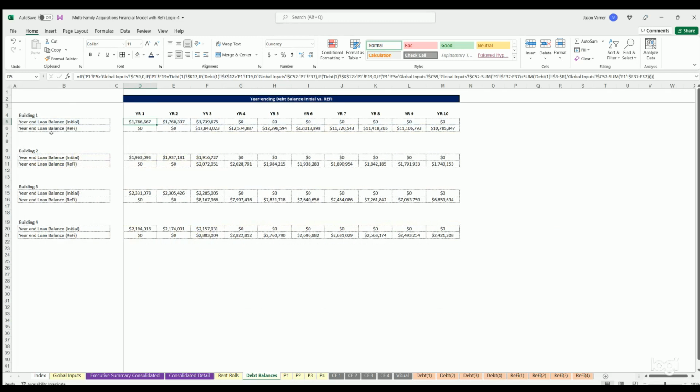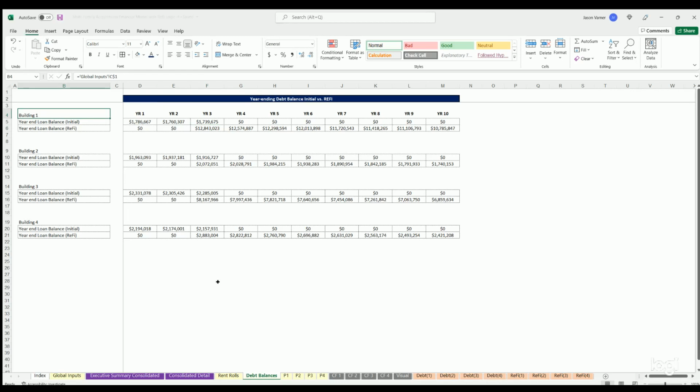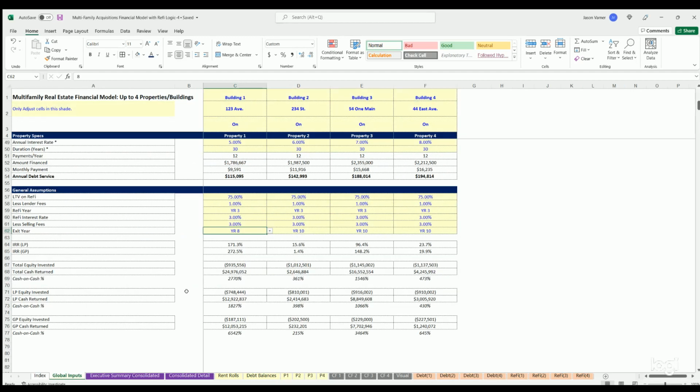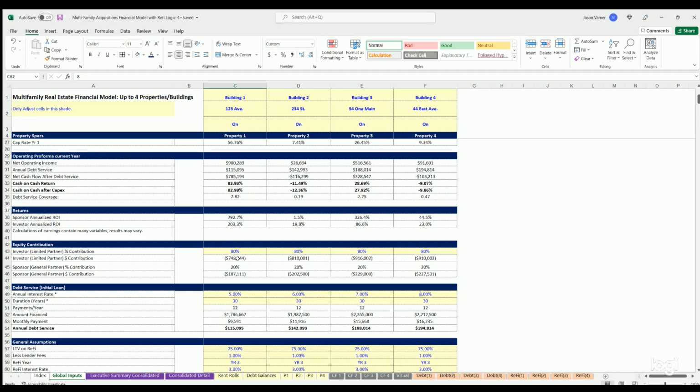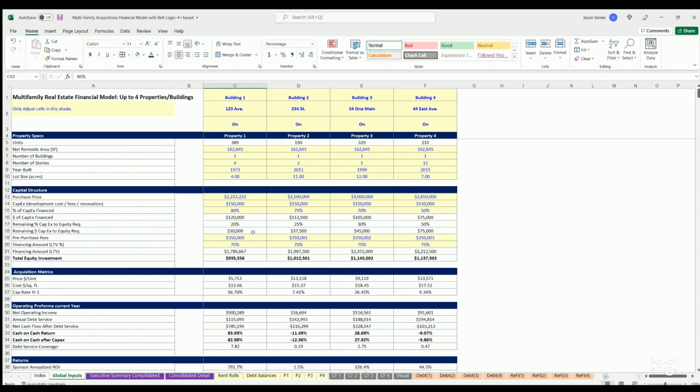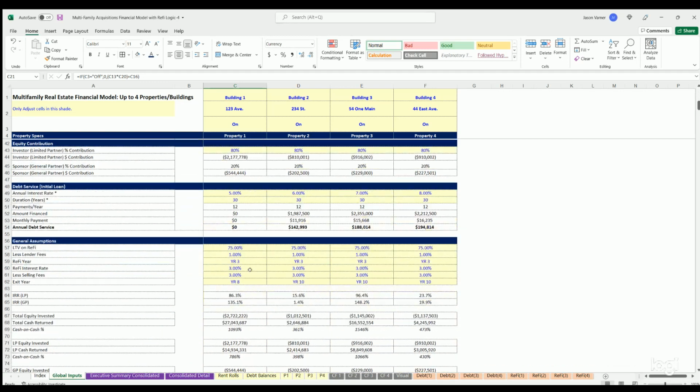Debt balances, this is just used as a helper tab to do some of the calculations, but this is essentially showing you the year-end debt balance of each building based on whatever loan assumptions you have. And again, you don't have to have loan assumptions. You could always zero this out. You could say up here 0% is financed, 0% LTV, and that's completely fine.